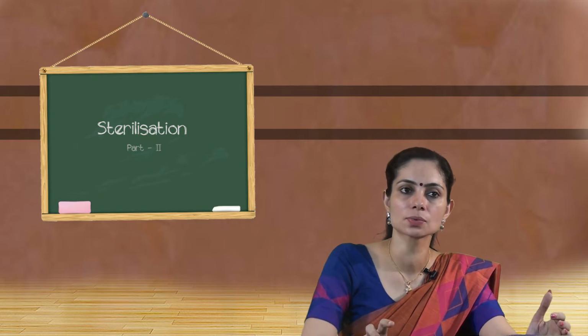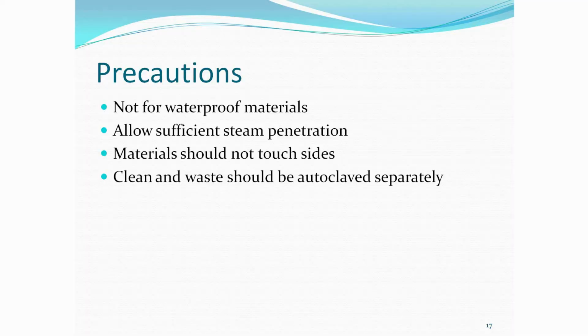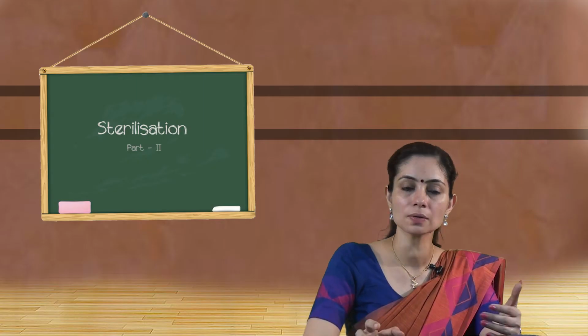What are the precautions while using the autoclave? First thing, we cannot use any waterproof materials for sterilization. Second, we have to allow sufficient steam penetration for the articles. That means it should not be overloaded. Then material should not be touching the sides, so that it may not get contaminated again. Then clean and waste should be autoclaved separately. Items which are already clean should be autoclaved separately, and those which are going for discarding should be autoclaved separately.